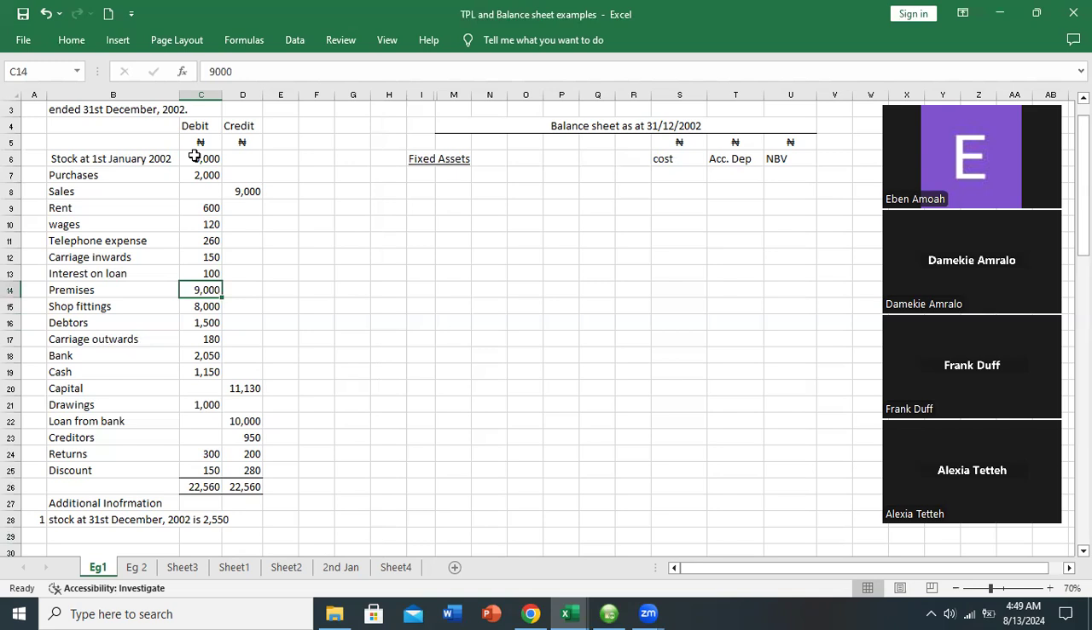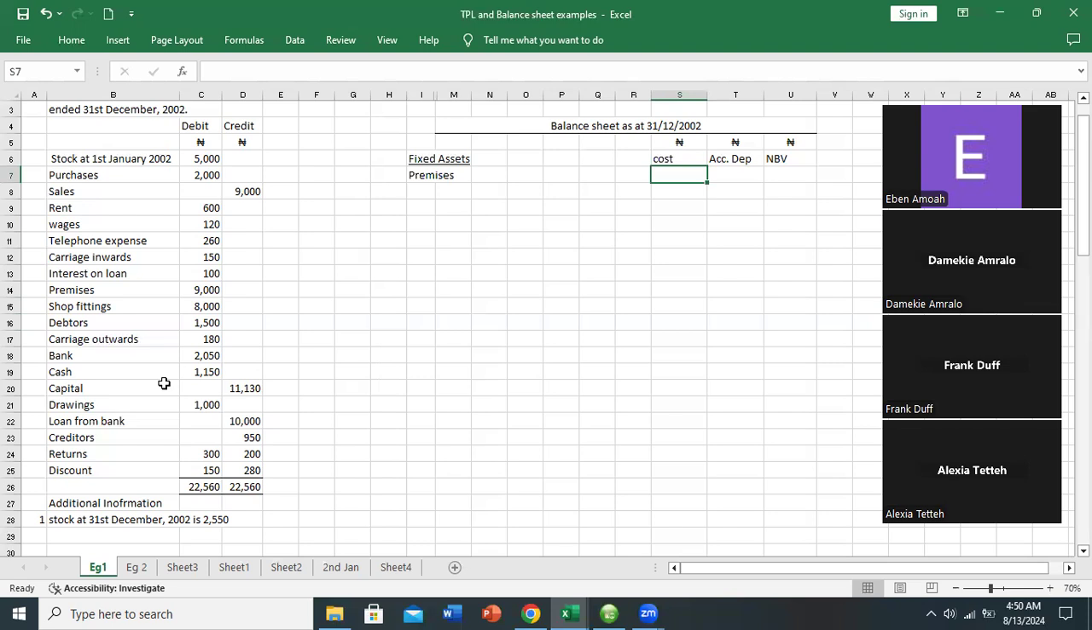Premises is an asset. And what type of asset? A fixed asset. So that is the first fixed asset we have. If you look at the amount involved, the cost is 9,000, right? And in this question, there is no depreciation. And I've explained depreciation to be the fall in value of a fixed asset. And you've all experienced depreciation before. You buy a school bag and years after, the bag starts tearing and wearing off. That's depreciation.